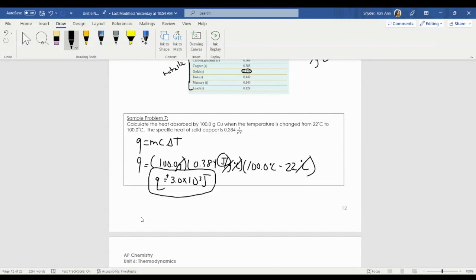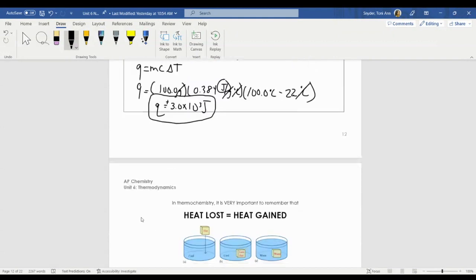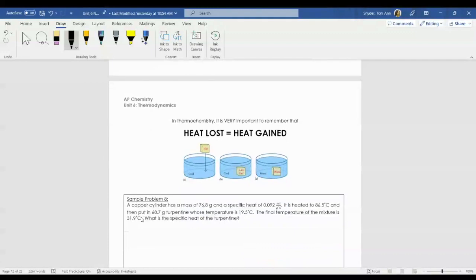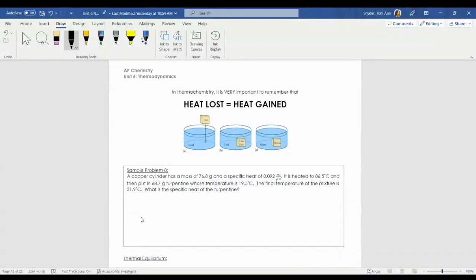These sort of equations are very simple. Just a basic calculation of the heat needed to raise the temperature of something, or when something loses some heat. However, we could get a little bit more specific here. And it's very important for us to remember that heat lost is equal to heat gained. This is huge right here. Heat lost equals heat gained.